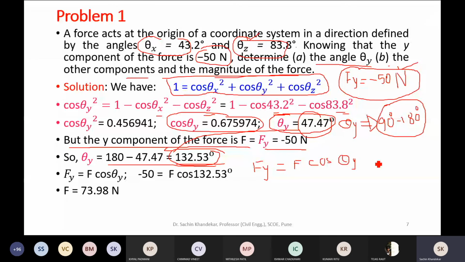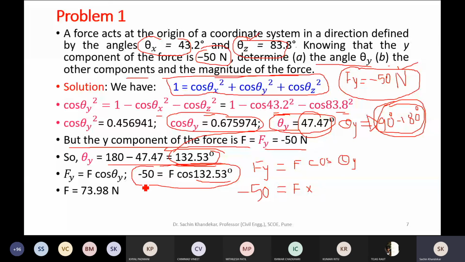Now the value of Fy is given, which is minus 50, correct? So minus 50 equals F into cos of 132.53. Please note that we are substituting the value of theta y in the range 90 to 180 degrees, and that is why we have substituted the value of Fy with a negative sign.